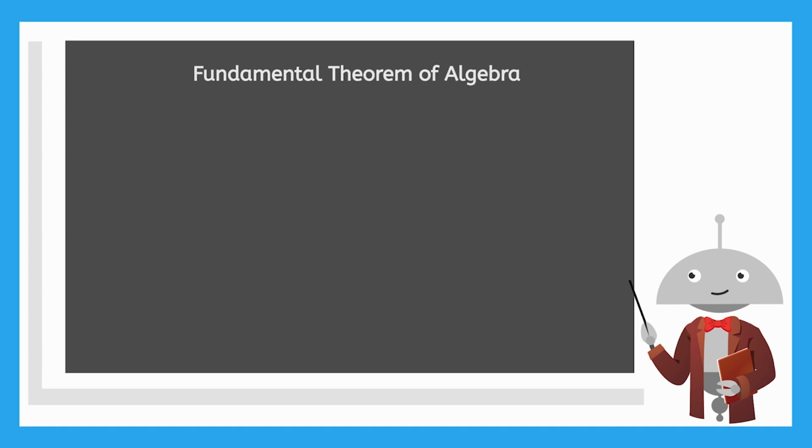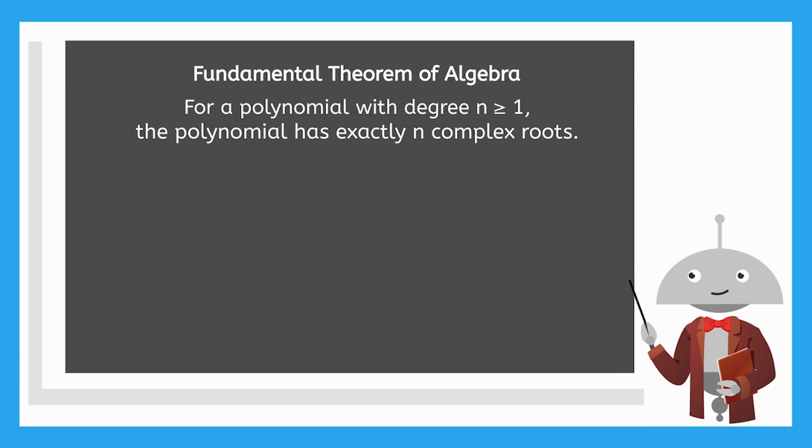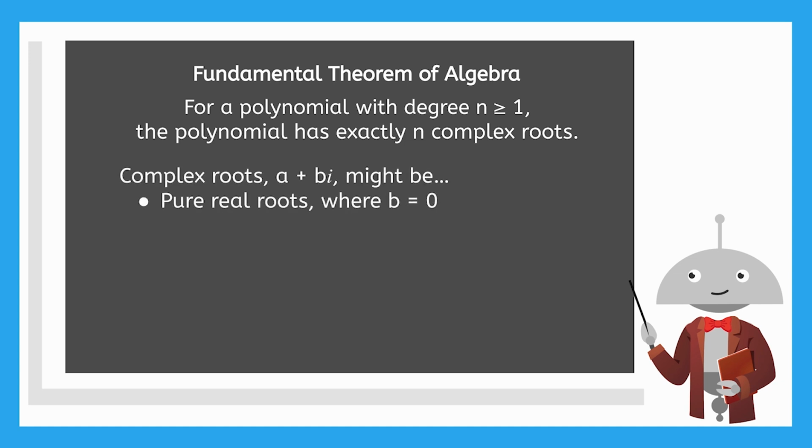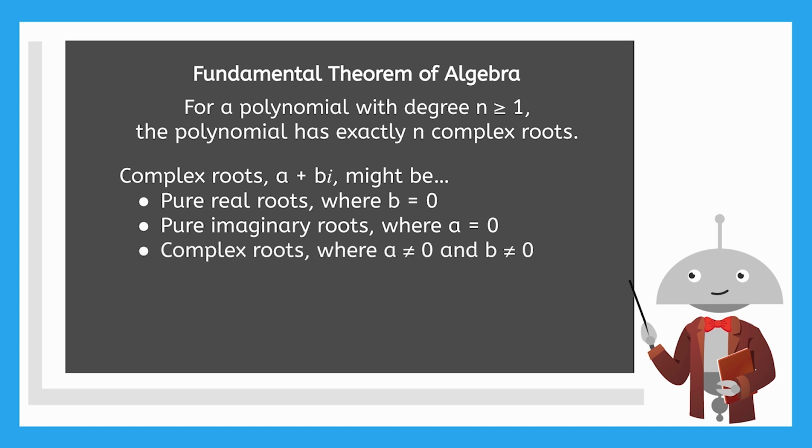In Unit 2, you learned the fundamental theorem of algebra, which states that for a polynomial with degree n greater than or equal to 1, the polynomial has exactly n complex roots. Note that complex roots might be pure real roots, where the imaginary part is 0, pure imaginary roots, where the real part is 0, or complex, in which both the real and imaginary parts are not 0.